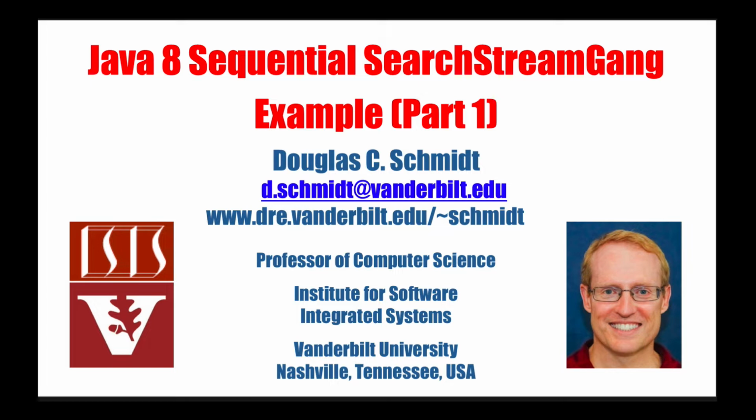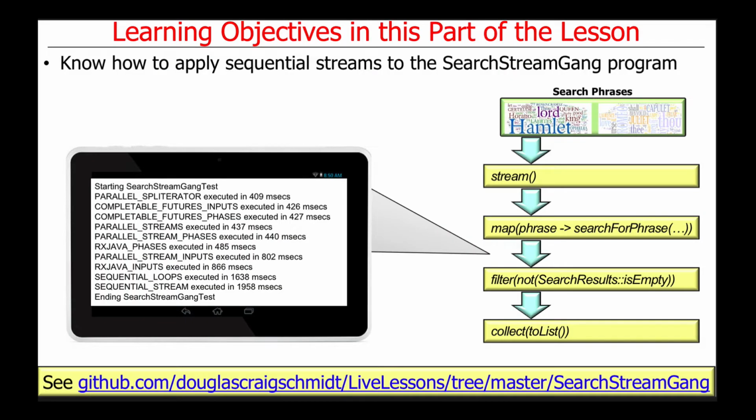Now that you know all that stuff, I'm going to show you a couple of examples to make it all concrete. And these will hopefully be good guides for the programming assignments we'll be doing later. The example we're going to look at is something called the SearchStreamGang program, which is a really cool program. If you really want to know everything there is to know about cool uses of streams and other Java 8 technologies, take a look at this code.